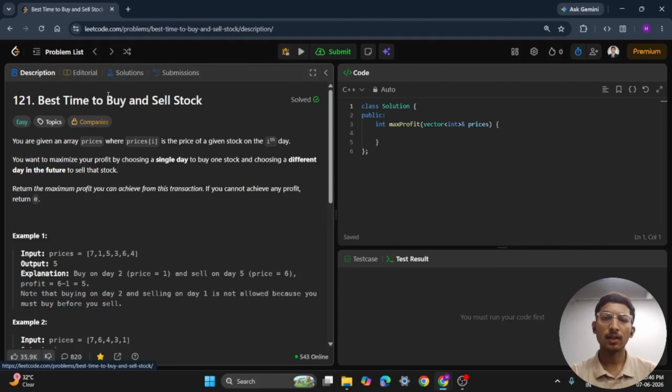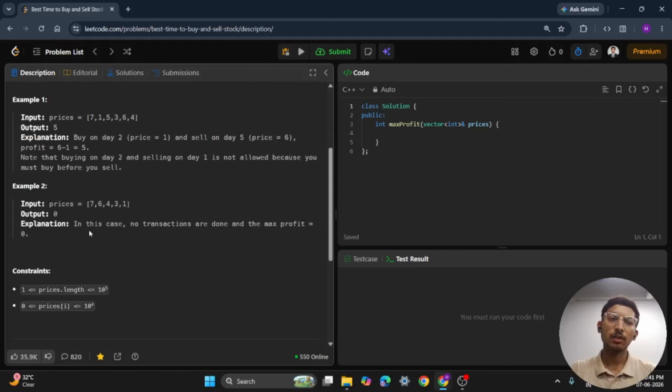So let's get started. The problem is that we are given an array called prices. Each element represents the stock price of a particular day. Our task is to find the maximum profit we can make. But there is one important condition. We must buy first and then sell later. We cannot sell before buying.